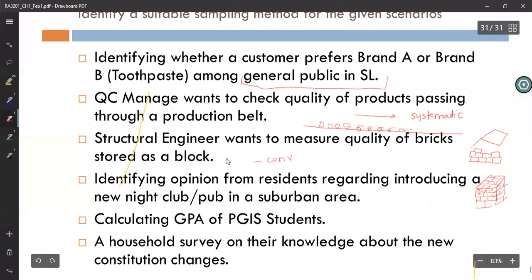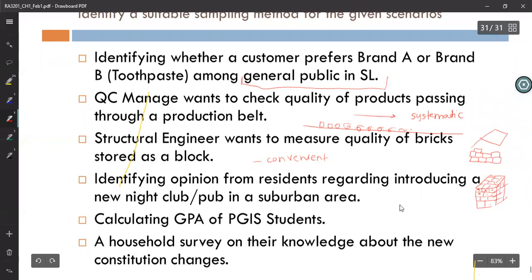Convenience sampling. Okay, so this is a very nice example of convenience sampling, because you can't go inside this brick block and pick bricks from the middle. What you can touch is only the edges, the sides and the top. Okay, although you want to find the inside ones, if you don't break this whole formation, you can't get them. So if they are in a nice block like this, you have to go with convenience sampling and only pick the bricks that are available to you. Okay, so that is convenience sampling.